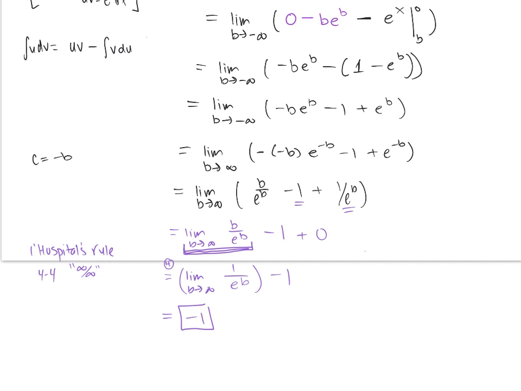Alrighty. So what does this integral do? Sorry, it converges to -1.